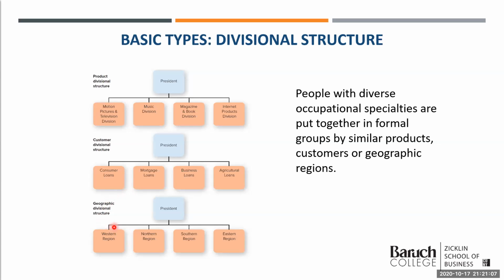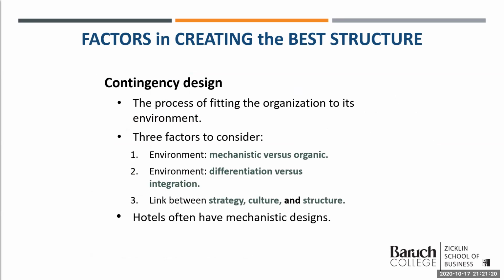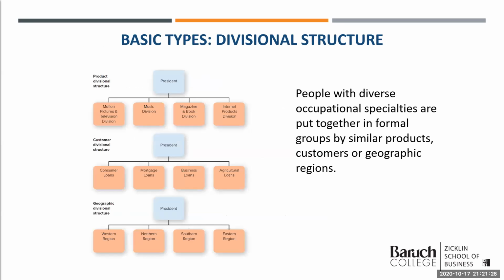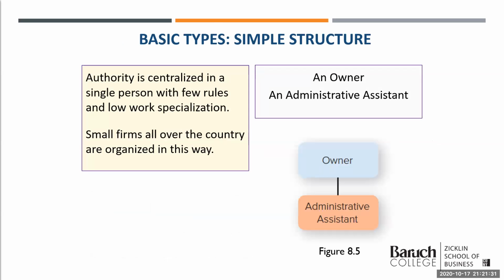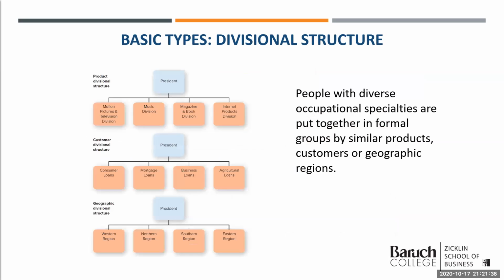Dividing a company along regional lines is often done within governments. That's typically where you would see this kind of structure. And that is a divisional structure. So the basic simple structure, functional structure, and divisional structure, those are the most common kinds of structures that you will find.